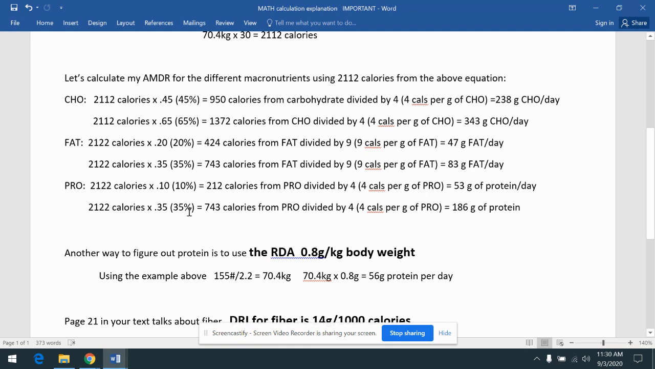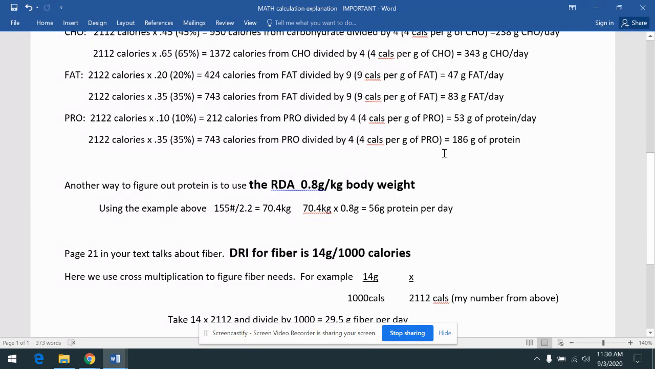I'm going to do the same thing with the 35%. So when you're working with a client or when you're trying to figure out for yourself, you have a range. Okay, so for my 2,112 calories, I need between 238 grams and 343 grams of carbohydrate per day, between 47 and 83 grams of fat per day, and between 53 and 186 grams of protein.